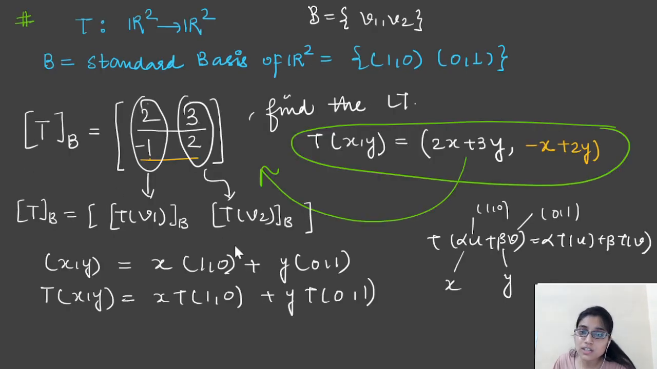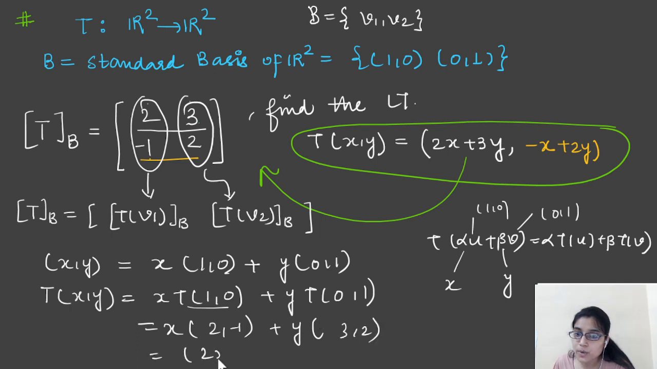Fine. So this is what we have to do here. With respect to the standard basis, the coordinate vector is the same. So you can keep here 2 minus 1. And then you can keep here T of 1 0 is going to be equal to the coordinate vector of T of 1 0 with respect to B, 3 2. So what you got? 2x plus 3y, and here you are getting minus x plus 2y. See, you are getting the same result. So either you can use your basic concept or you can use the trick. Both ways you can get your answer. Fine.